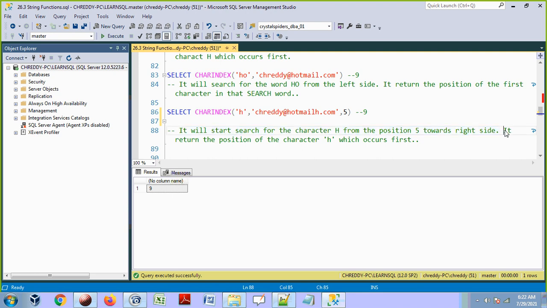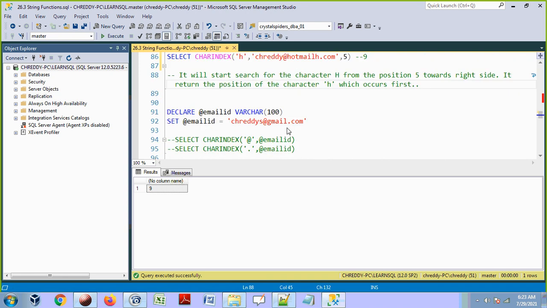Guys, it returns the position of the character H which occurs first. So now from the 5th character onwards, which H came? This H came, so the position of this H will be returned. When it starts searching from the 5th position to the last, there are 2 H characters. Here it is one H, and here it is one H. So whichever H comes first, that H position it will return. Okay, this is fine, guys.